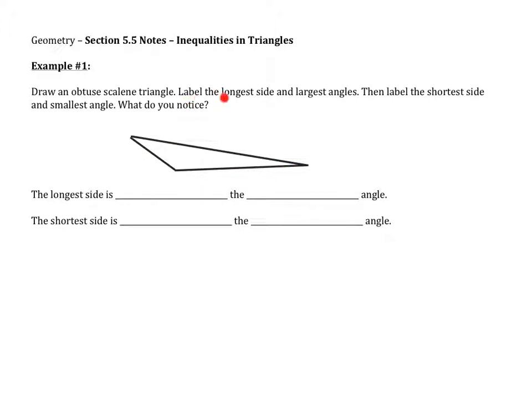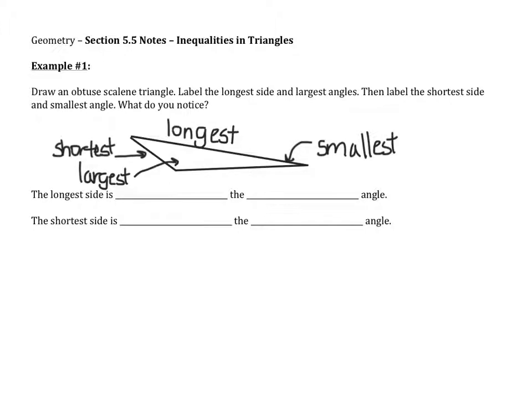Remember, it says to label the longest side and the largest angle. So my longest side would be this side right here, and the largest angle would be the angle opposite the longest side. I'm also asked to label the shortest side and the smallest angle. The shortest side would be this side right here, and the smallest angle would be opposite the shortest side, so this angle right here. And now we're asked, what do you notice?